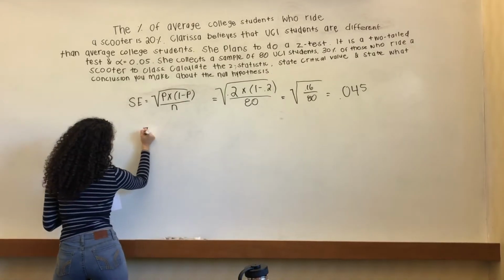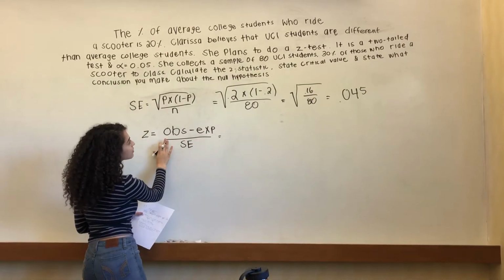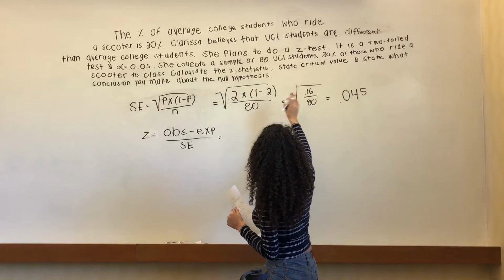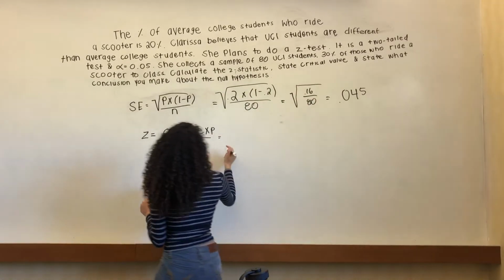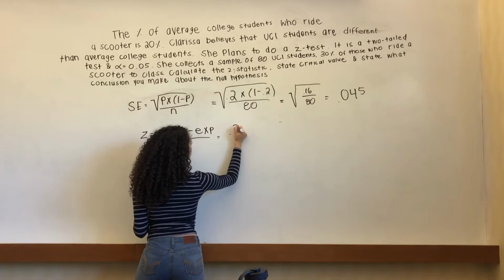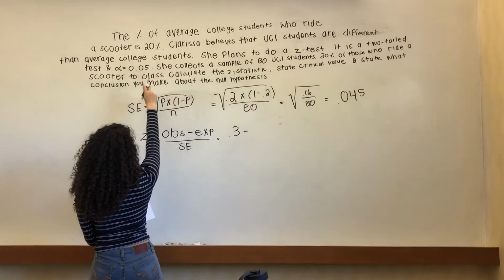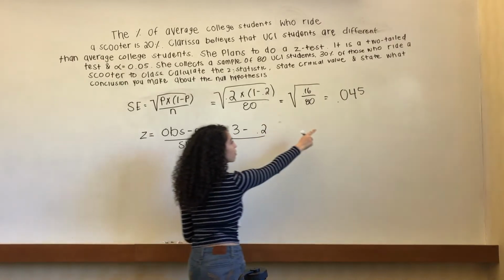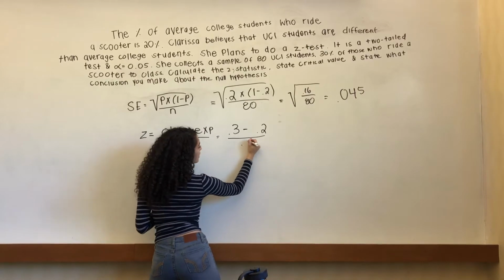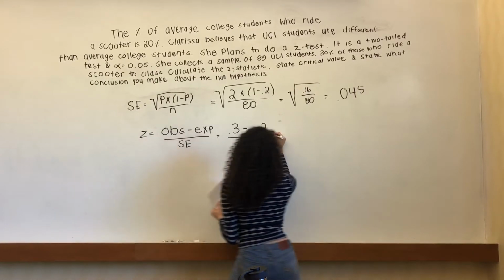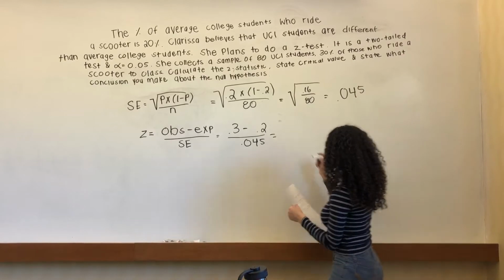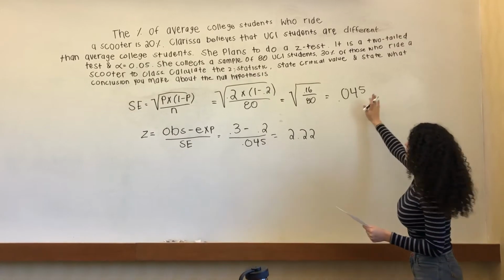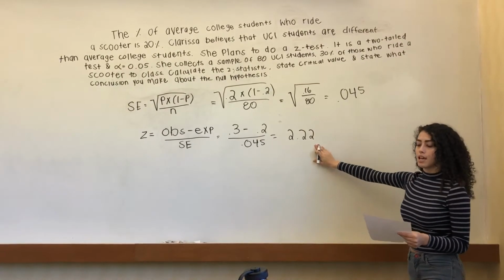Once you have the standard error, you can go into the second step, which is finding the z-score. Z is going to be observed minus expected. Observed is going to be 30% because we're observing that specific 30% out of the 80 students. So we transfer 30% into 0.3, minus expected, which is 20%, or 0.2, over the standard error, which is 0.045. We plug that in and solve it, which is 2.22.